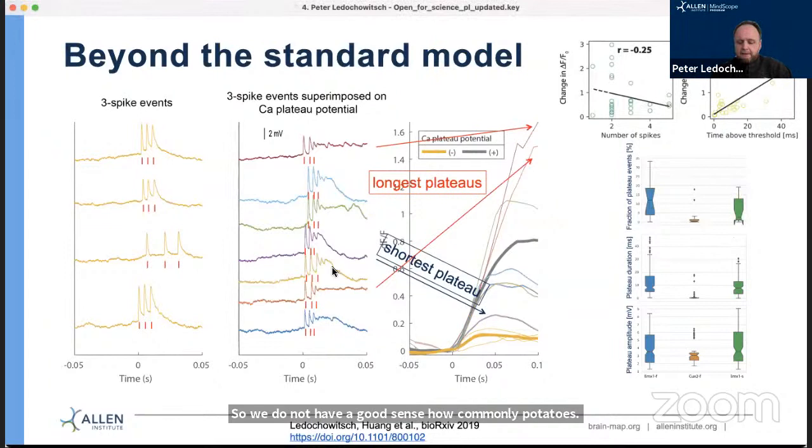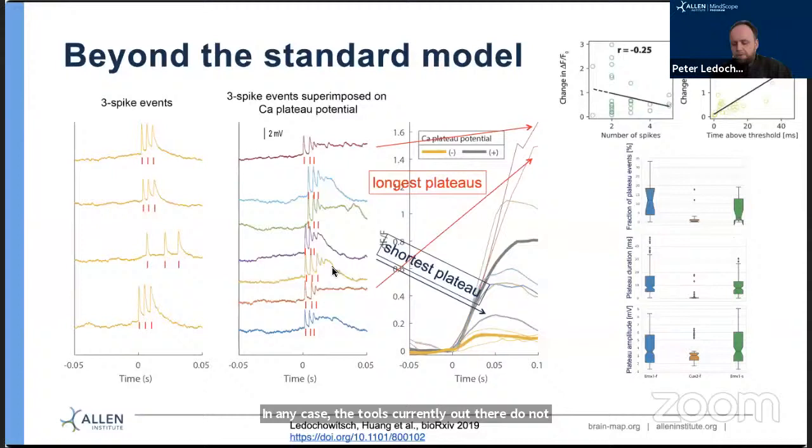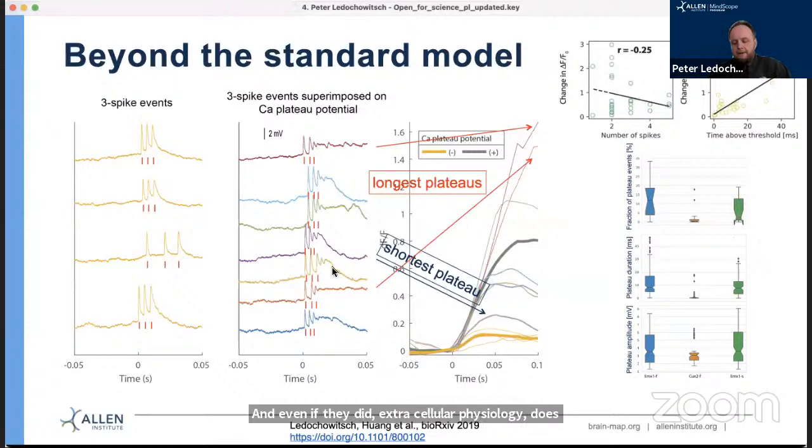In any case, the tools currently out there do not generally model such non-stationarities in the spike-to-calcium transfer function. They do not model calcium sources other than action potentials. And even if they did, extracellular electrophysiology does not capture plateau potentials, and even cell-attached recordings capture them only occasionally, when the seal resistance is in the hundreds of megaohms.